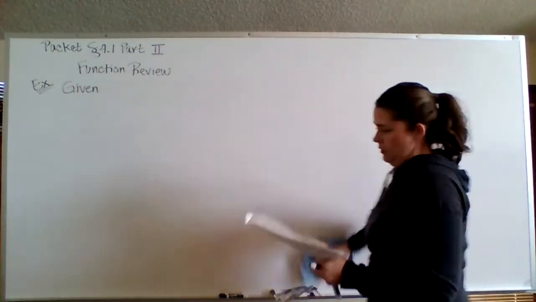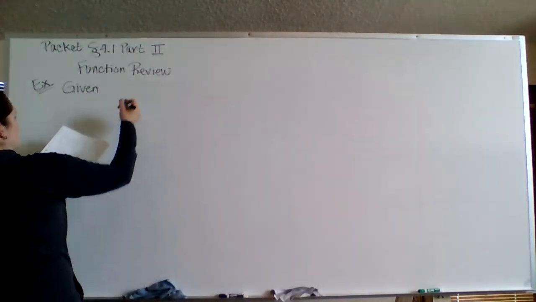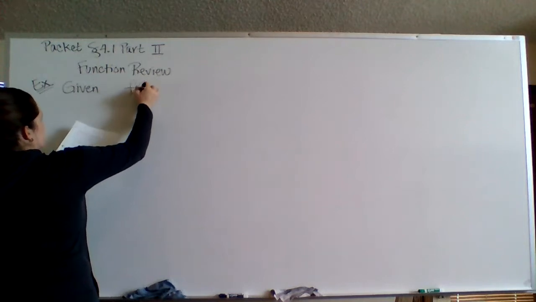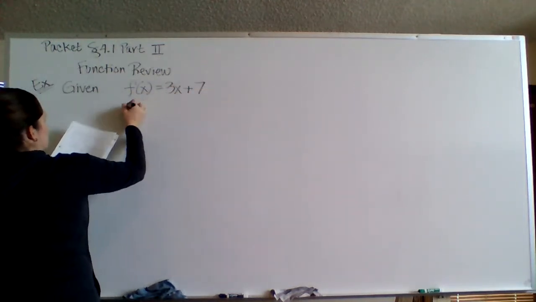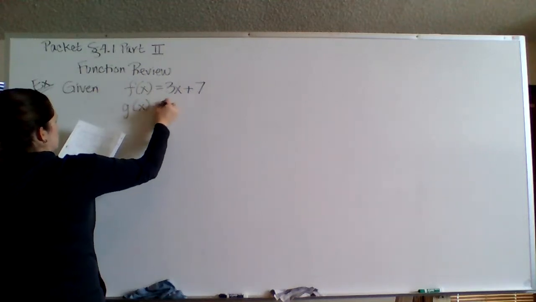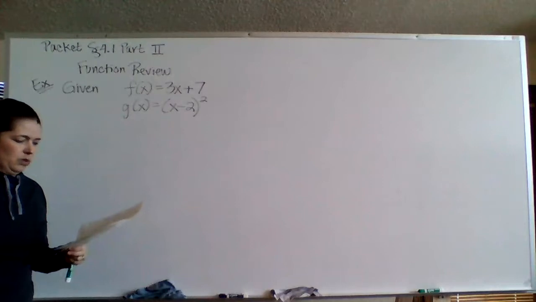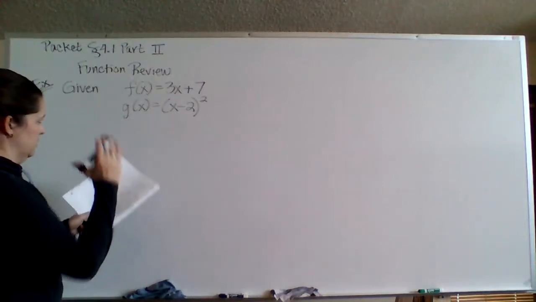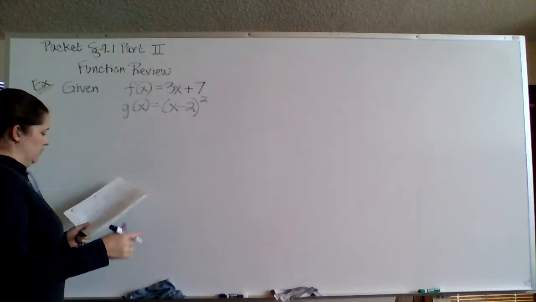There we go. All right, so this time we're starting in function notation, and we're given f of x equals 3x plus 7, so another linear function, and g of x equals x minus 2, the whole entire quantity squared. So a quadratic function, but just left as x minus 2, the whole thing squared, instead of all the way FOILed out in expanded form.